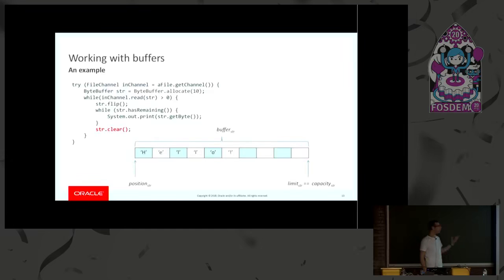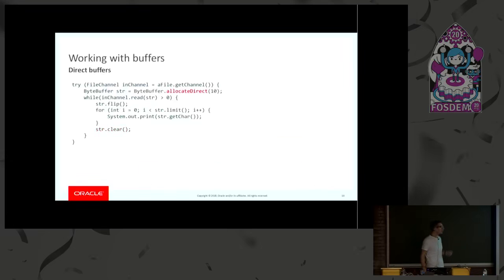Of course, this is a buffer that is allocated on heap. If you wanted to use a buffer off heap, you just change a single line of the code here, use the allocateDirect method instead of using the allocate method. So this is called a direct buffer and is associated with off-heap memory.